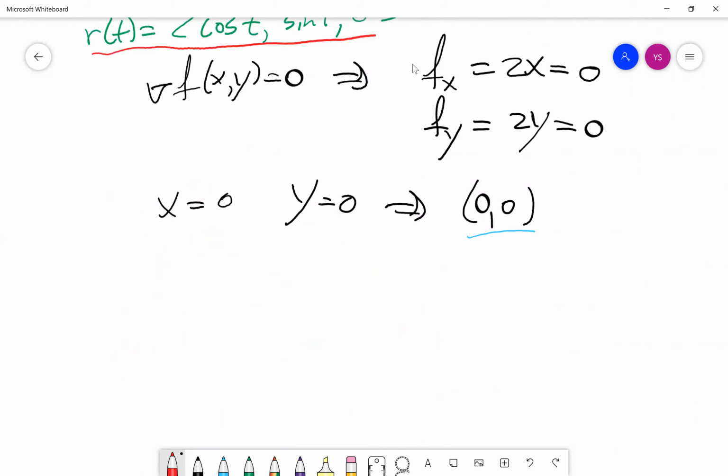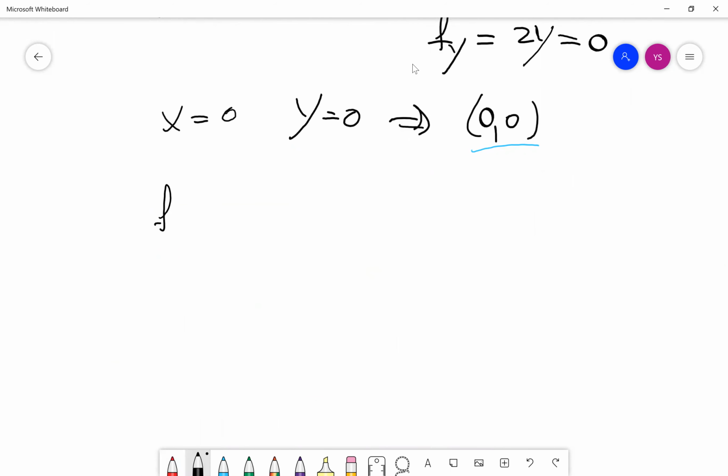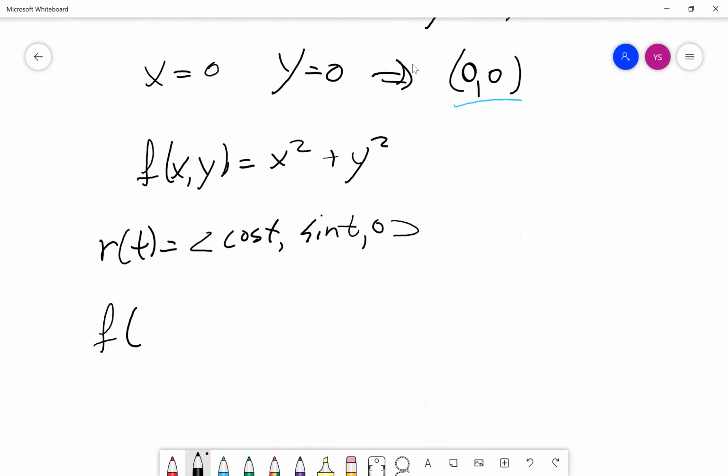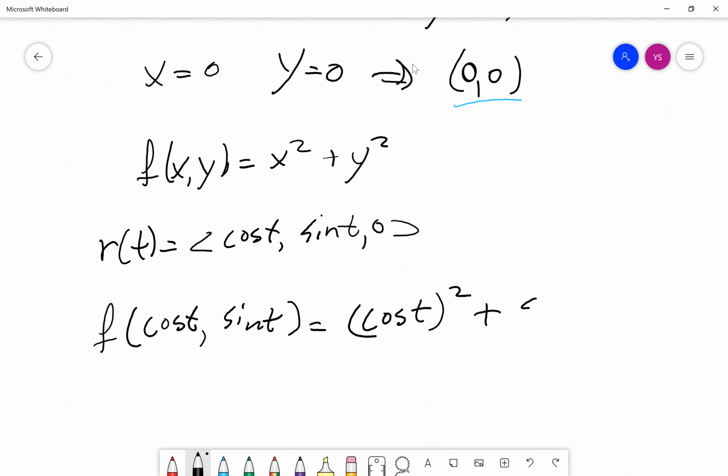So let's do that. Again, f of x, y is equal to x squared plus y squared. And my curve r of t is equal to cosine of t, sine of t, and 0. Plugging that in on the boundary, we get f of cosine of t, sine of t, which is equal to cosine of t squared plus sine of t squared. And we know that this is equal to 1. So on the boundary, all the points are the same, right?